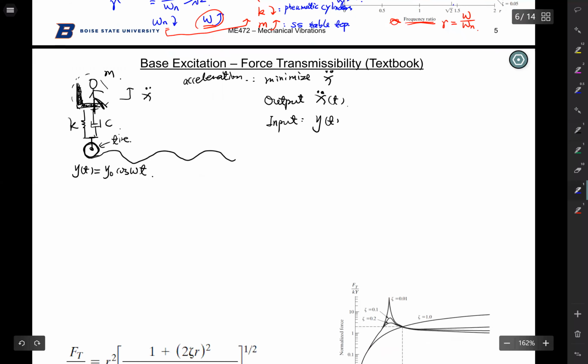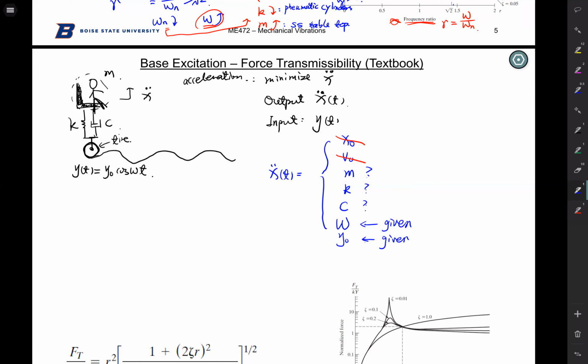As I said, when you have systems, your x double dot is determined by a lot of things: initial conditions, mass, spring, damping, and also how bumpy your road is. Okay, so we already know that initial conditions have nothing to do with your steady state. And let's assume that your Y naught is given because we have no control on the road. So my question is, how do you design your M, C, and K so that your output acceleration is minimized? So that's the force transmissibility example. Same ODE, same system, but we're just looking at it from a different angle.